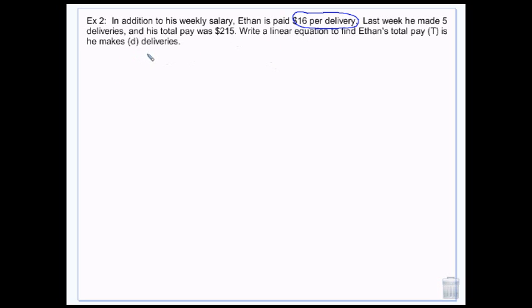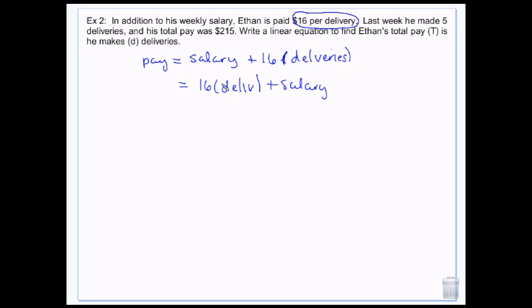Okay, here's the thing. We have to figure out his pay. It goes up $16. His pay is his salary plus $16 times the number of deliveries. What does that look like if we moved it around? So that would make 16 the m, the delivery number x, the salary b, and the pay y. Does that make sense? So we could figure out which number that is by writing it out with words and then figuring out what word is which.